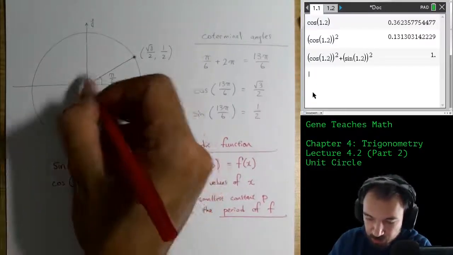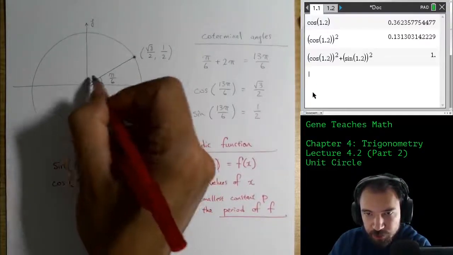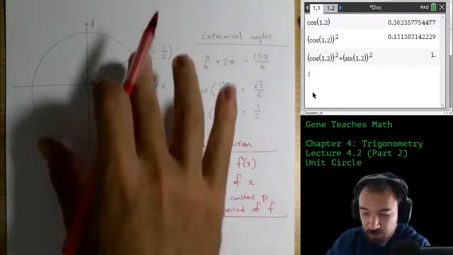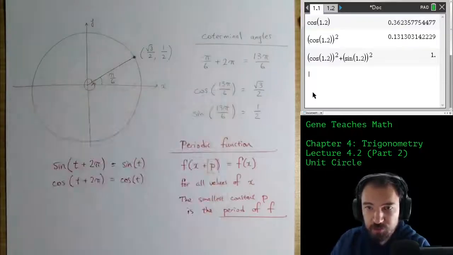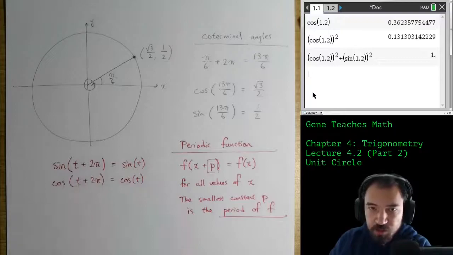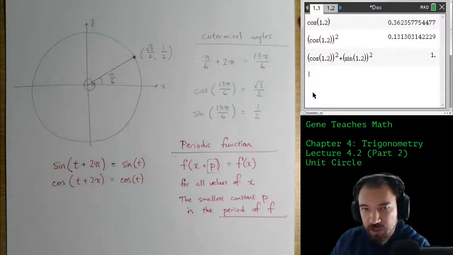So in this case, if you go around the circle once, every 2 pi radians you go around, you're going to repeat the sine and cosine values exactly because you're hitting the same terminal side, same intersection point. This 2 pi is going to be the period of sine and of cosine.